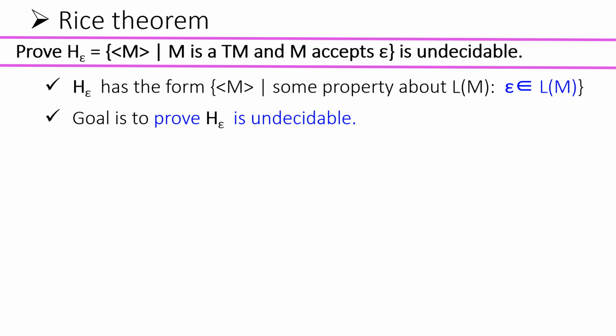We want to prove H_ε is undecidable. H_ε contains all Turing machine encodings, and these Turing machines accept epsilon. First, we check whether we can use Rice's theorem. Well, H_ε is of the correct form. Member strings are Turing machine encodings. And it talks about some property of this language defined by this input machine. And our goal is to prove it's undecidable. So we are good to use Rice's theorem.